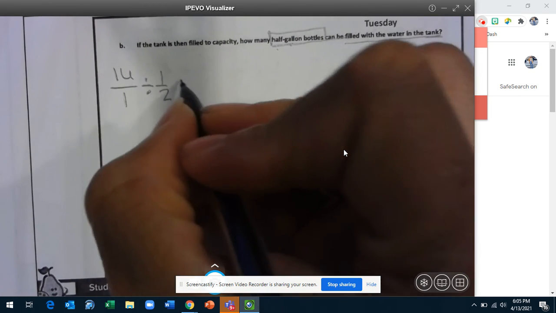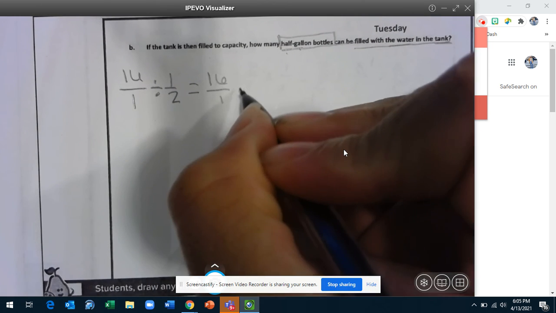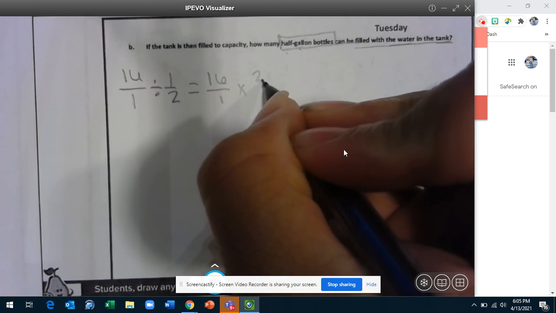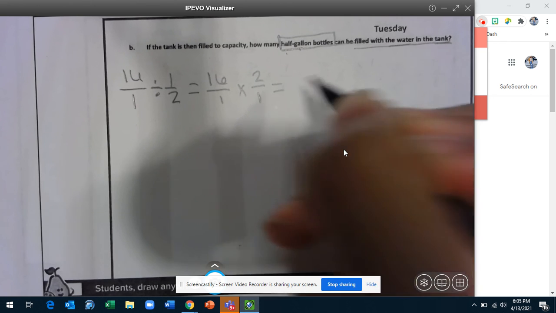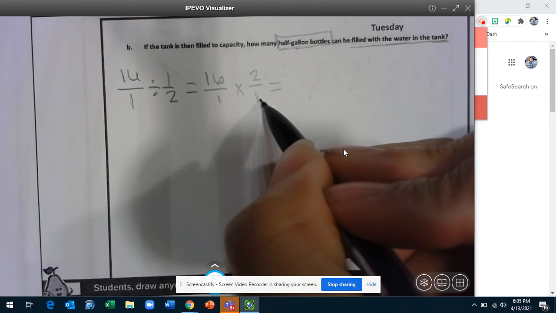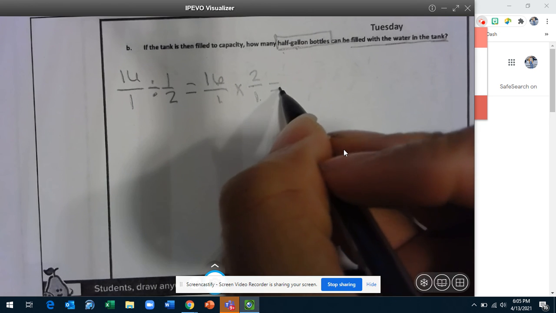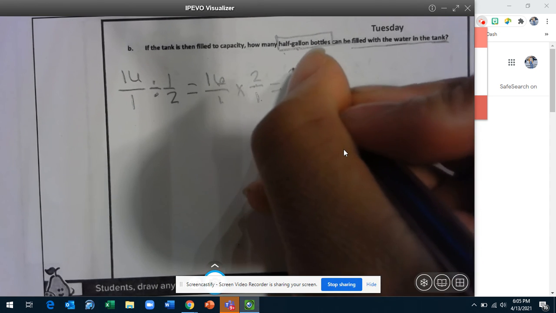So our rule is keep, change, flip. So we're going to keep 16/1 times 2/1. We see that we can't simplify because 16 to 1 is already simplified, and 1 to 2 is already simplified. So we just simply multiply across. 16 times 2 is 32.